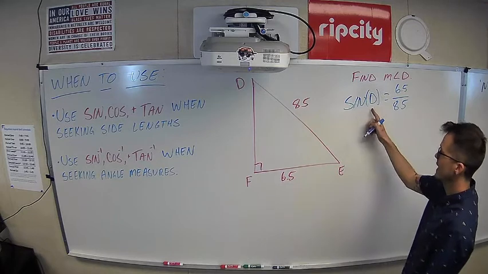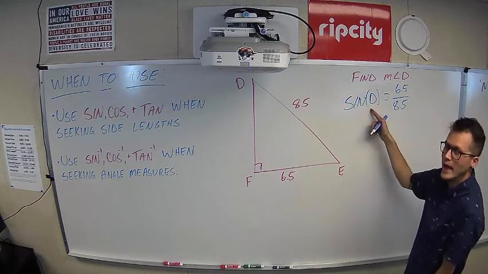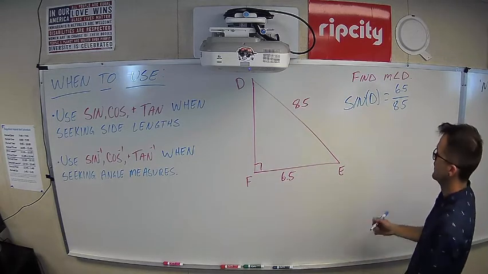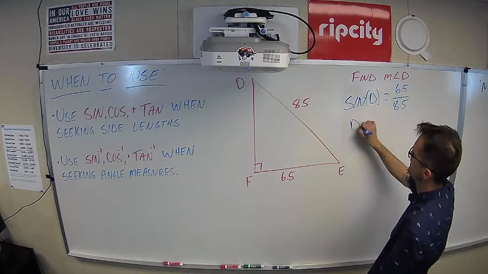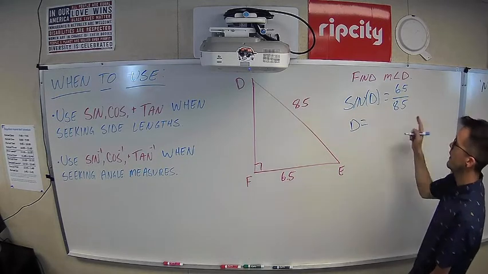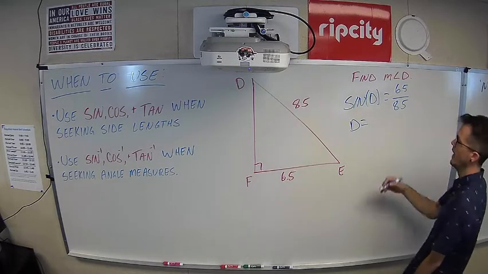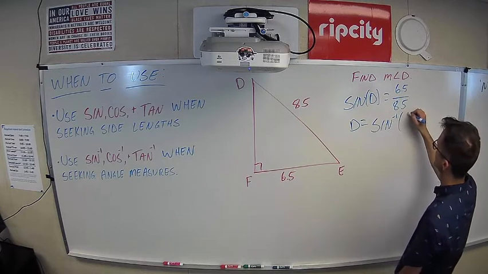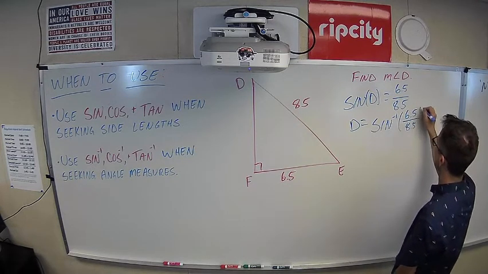So in order to get it out, we've got to undo what's being done to it. Right now, we're taking the sine of D, so we're going to undo that and take the inverse sine of it. So if we take the inverse sine of the left side, that's going to cancel out the sine, and D is what remains. That means we have to do the same thing to the other side, just like any algebra problem ever. So we're going to take the inverse sine of the right-hand side as well, 6.5 over 8.5.